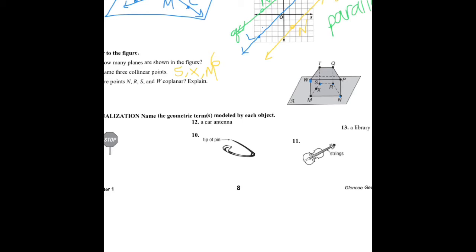Well, no, because points S, R, and N lie on plane A, but point W does not lie on plane A, so they are not coplanar. Because point W is not on plane A.